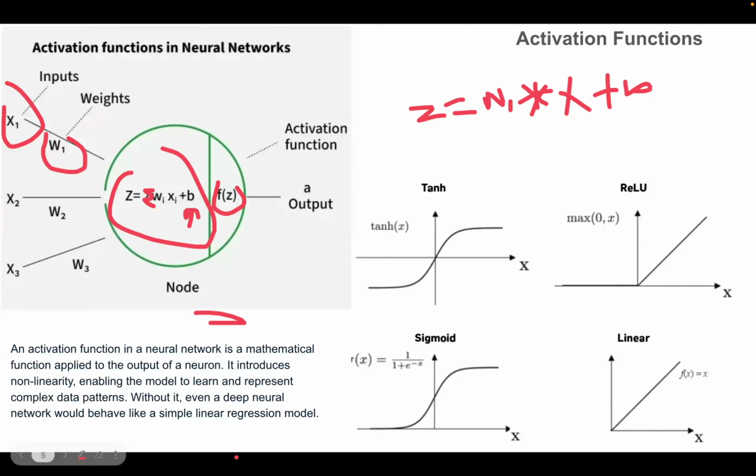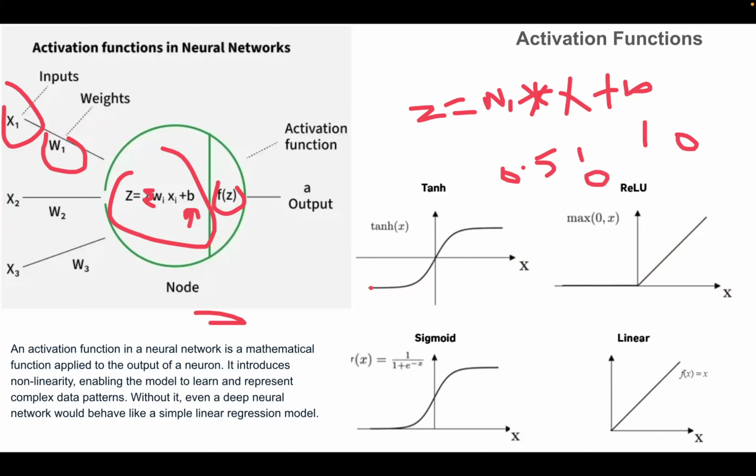Now there are different activation function models. There's sigmoid, which is the most known. What does the sigmoid function do? It makes sure whatever number you get goes between 0 and 1. So if the number is above 0.5, then we classify it as 1. If the number is below 0.5, then we classify it as 0.